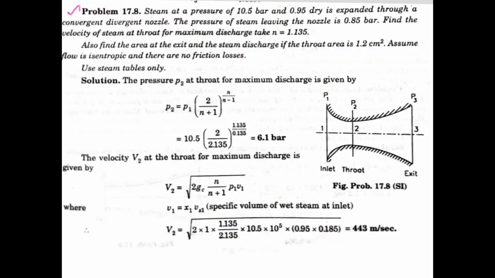Problem: steam at a pressure of 10.5 bar and 0.95 dry is expanded through a convergent divergent nozzle. The pressure of steam leaving the nozzle is 0.85 bar. Find the velocity of steam at throat for maximum discharge, taking n equal to 1.135. Also find the area of the exit and the steam discharge if the throat area is 1.2 centimeter square. Assume the flow is isentropic and there are no friction losses. Use steam table only.